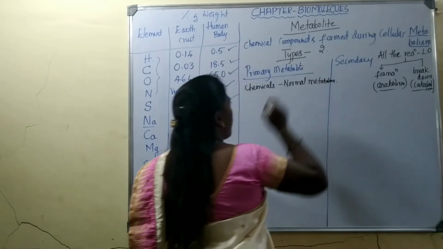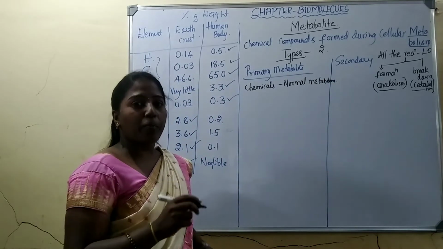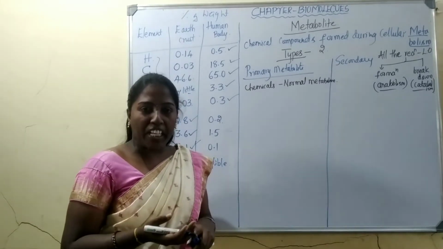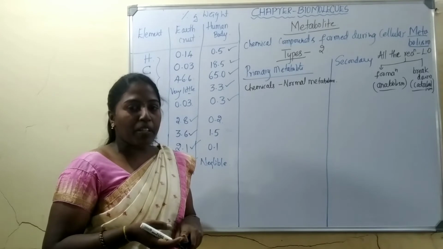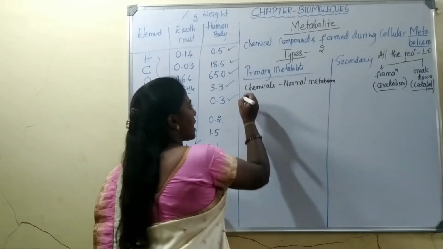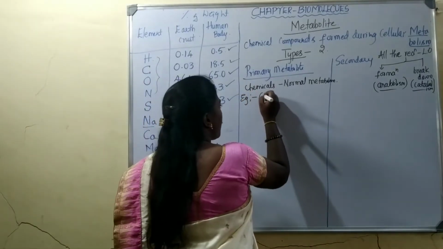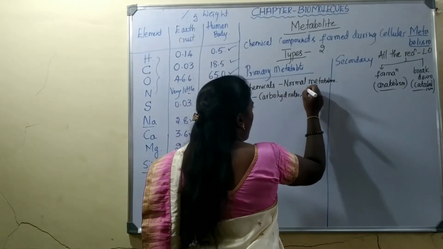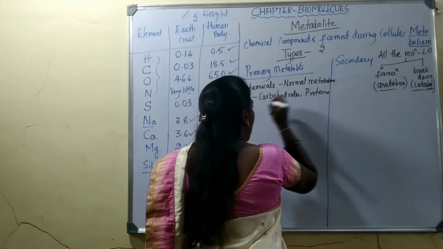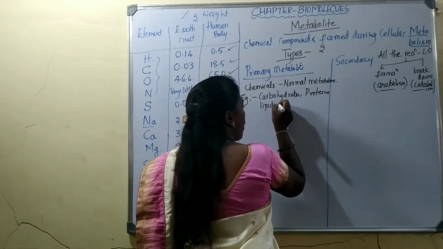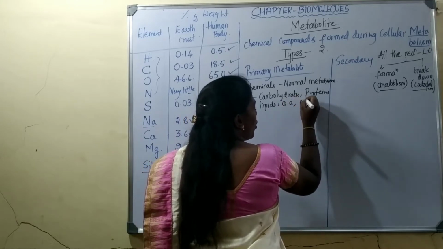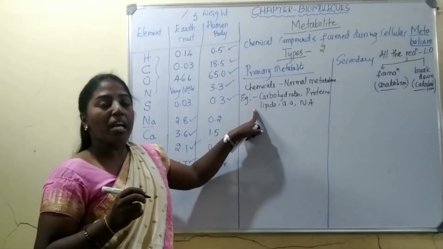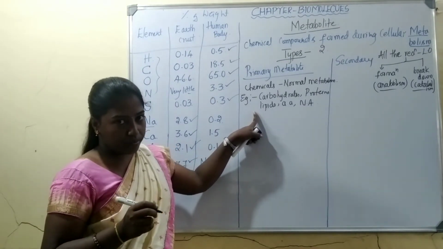Okay. Normal metabolism, we are calling it as primary metabolites. Which are those? For example, carbohydrates, proteins, lipids, amino acids, nucleic acids, etc. are some of the examples for primary metabolites.